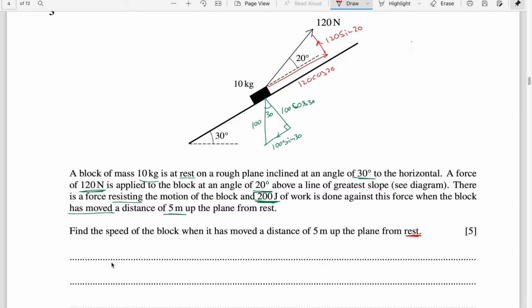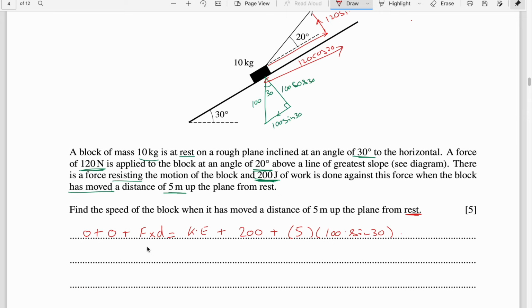Now we know that it started at rest, so initial potential is 0, initial kinetic is 0, and work done by the applied force is force into distance. On the other hand, it has gained some kinetic energy, and the work done to move it 5 meters would include the potential energy and work done against resistance, which is already given 200, and force against this, that is distance of 5 into component of weight, that is 100 sine 30. So applied force is 120 cos of 20, and distance is 5. Kinetic energy is half mv square plus 200 plus 50.